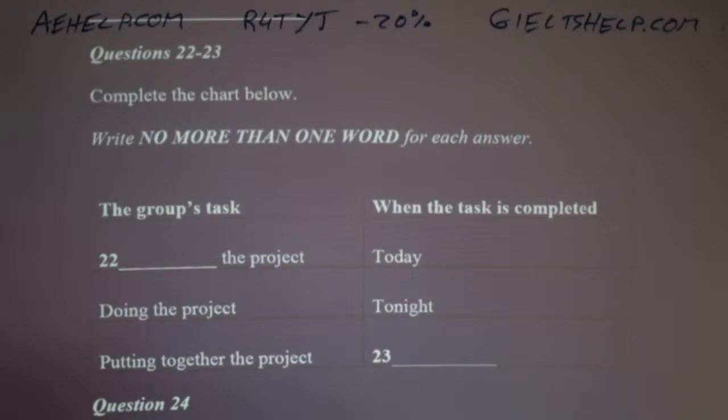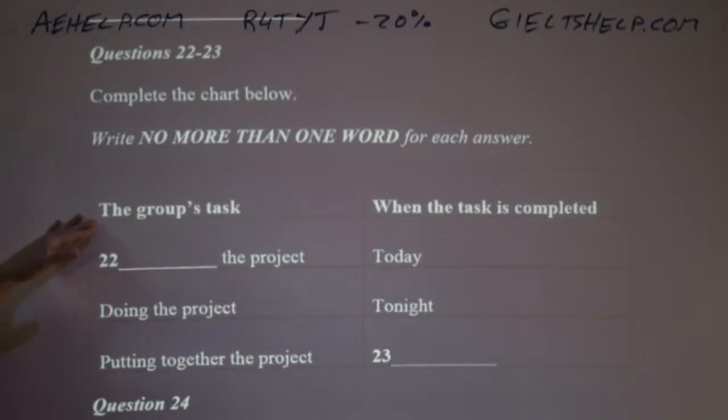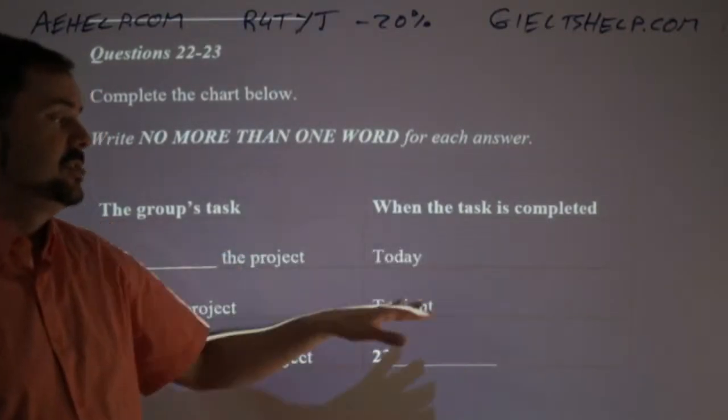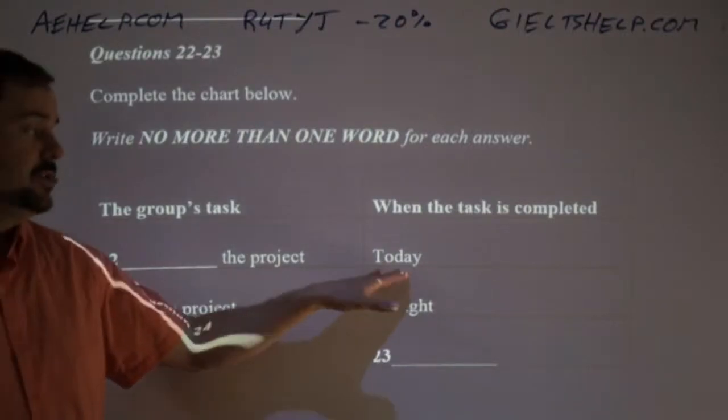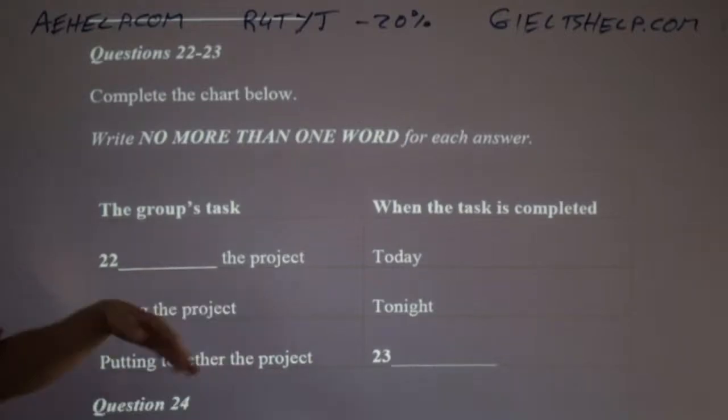And then we have a chart completion. So here you had to complete this chart, write no more than one word, again, for each answer. Column 1 is the group's task, and then when the task is completed. So today, which is Wednesday, what are they doing? They're actually doing this right now, so it should be fairly easy. They're not assigning the project. It's simpler than that.